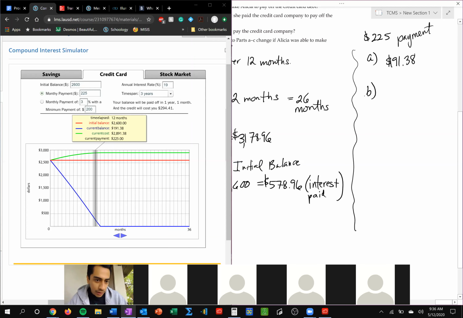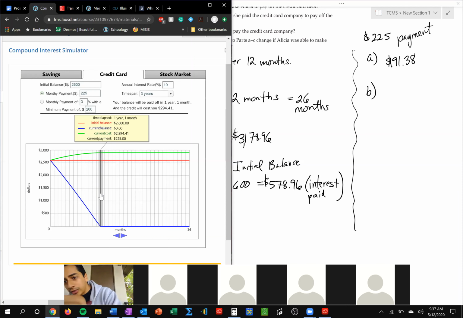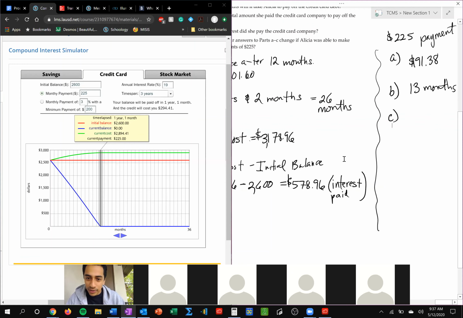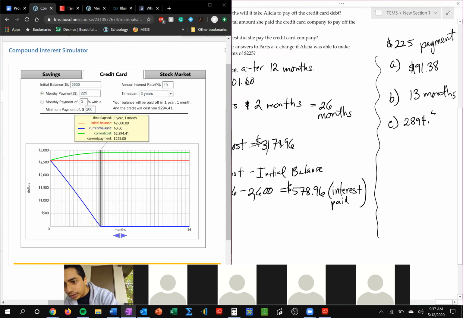Okay, for part B, the time it takes for her to finish paying this off is only 1 year and 1 month. So if a year is 12 months, then we're talking about 13 months. Okay. Part C, the total cost, right? So this is the big one. That's the one that matters the most, is how much do you actually end up paying over the time of the credit card loan. Well, in this case, her total cost once she paid everything off was $28.94 with 41 cents.